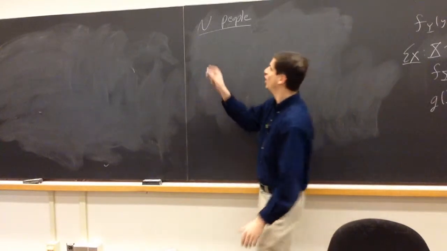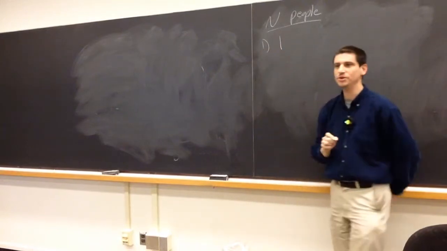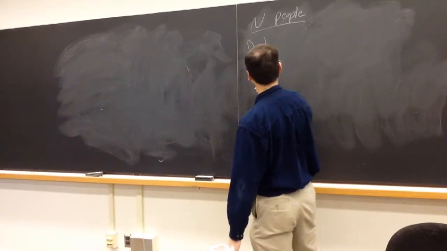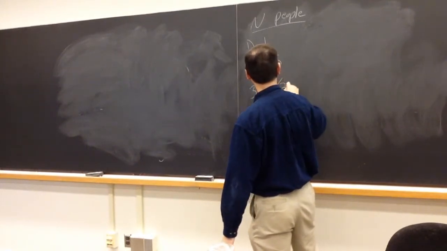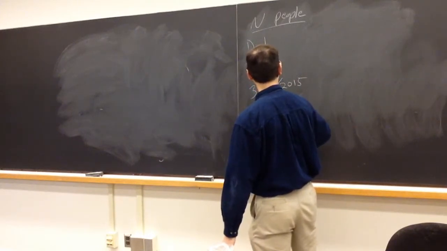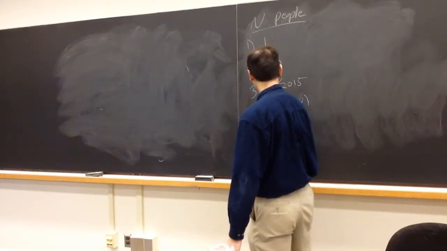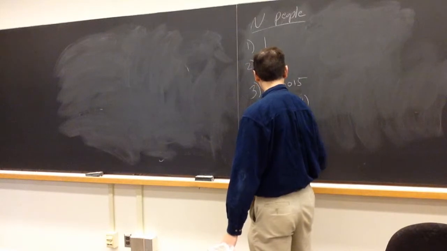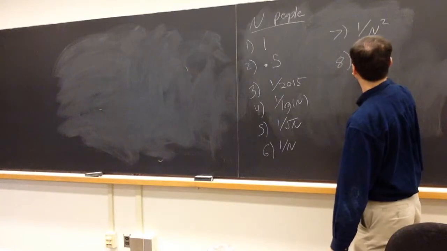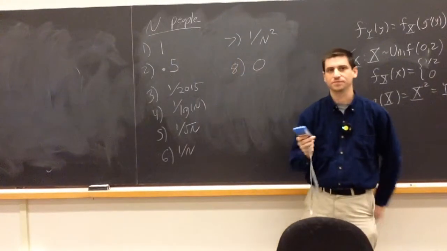This is an unreasonable assumption, but this problem has applications in economics, so this is reasonable for us. Okay? Here are the options. One, 100%. So your probability of getting the best person is one. Two, 50%. Three, 1 over 2015. Four, 1 over the log of n. Five, 1 over the square root of n. Six, 1 over n. Seven, 1 over n squared. Eight, 0. Okay? These are your options.